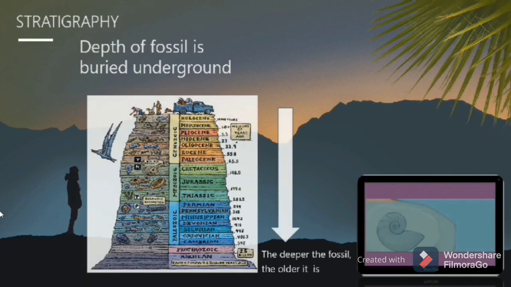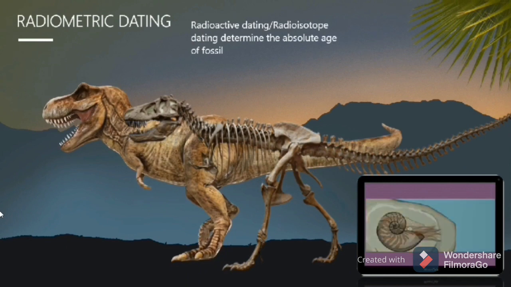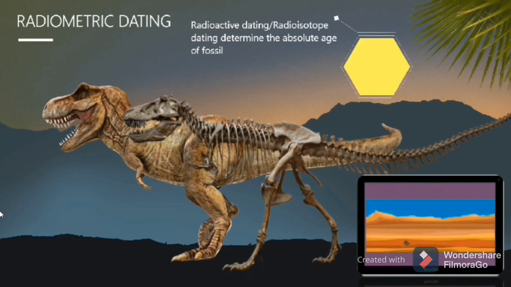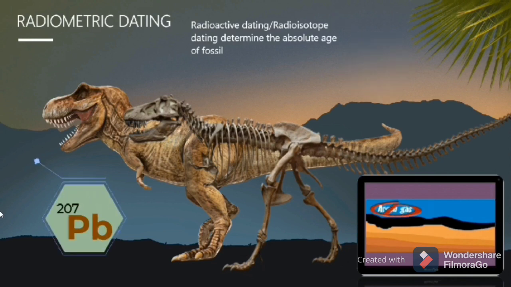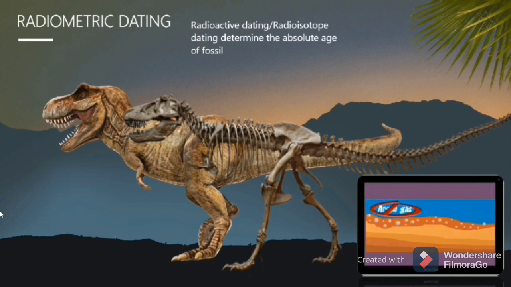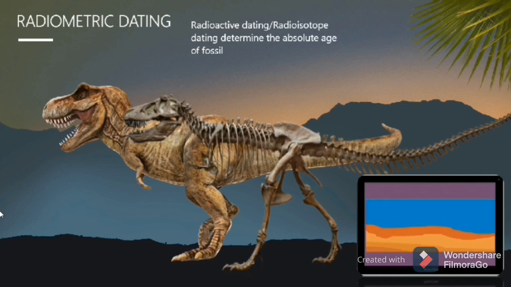The second method is radiometric dating or radioisotope dating, which is the best way to find the fossil age. But the fossil must be made out of certain kinds of rock. For example, uranium-235. It decays very slowly over time. For uranium-235 to turn to lead-207, it requires 700 million years to turn.